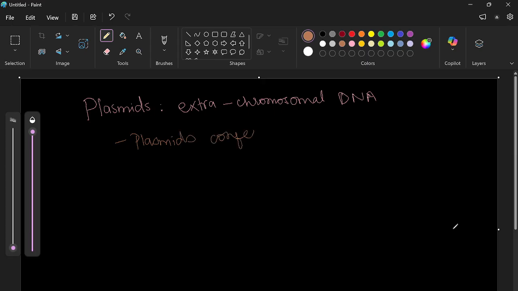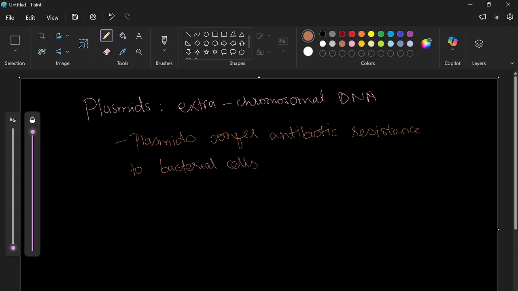confer antibiotic resistance to bacterial cells. So basically they have the resistance genes on them which can help the bacteria resist the dangerous antibiotics, which is why nowadays there are many bacteria which are not treated easily upon antibiotic intake. Okay, so this was a basic overview of the plasmids.